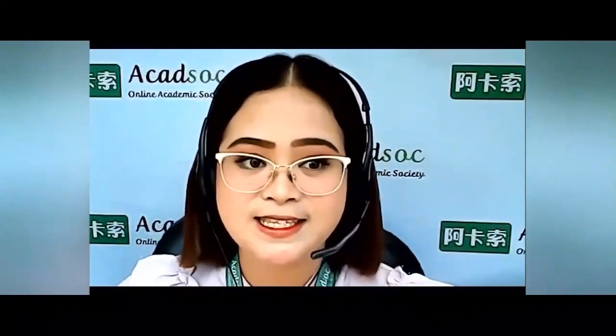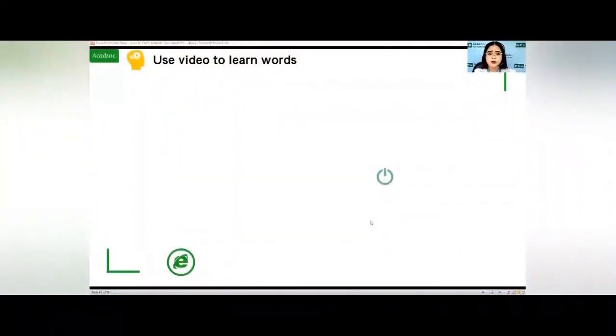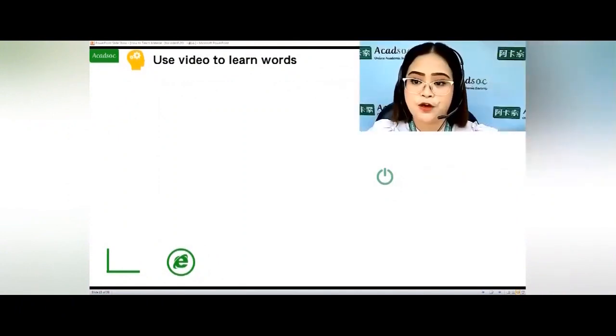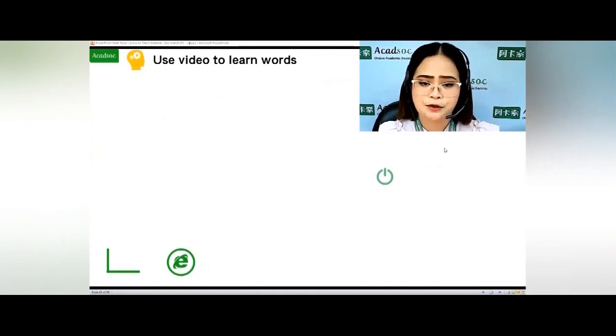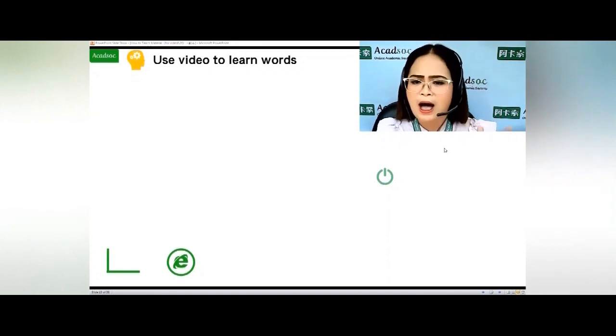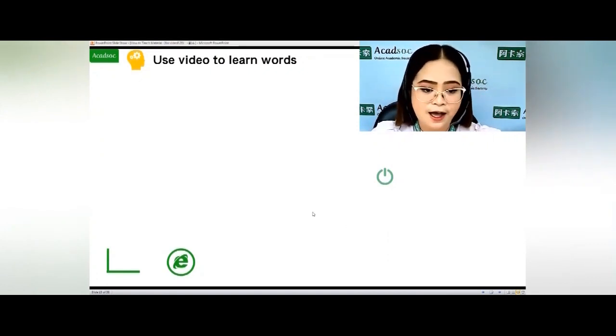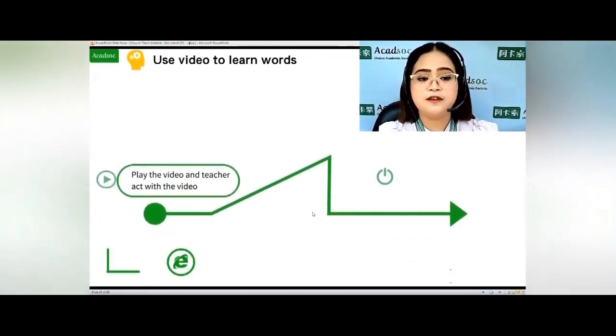Now here it is. We do have here, use the video to learn words. Now, as you know guys, we can save a lot of videos in Classin, right? Try to save a lot of them so that you can use them if you're teaching kids, and they would look at it and have fun while learning at the same time. So how can we use it? We have the first one, play the video and the teacher would need to act the video.